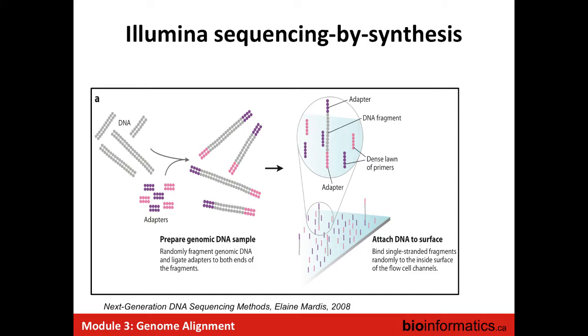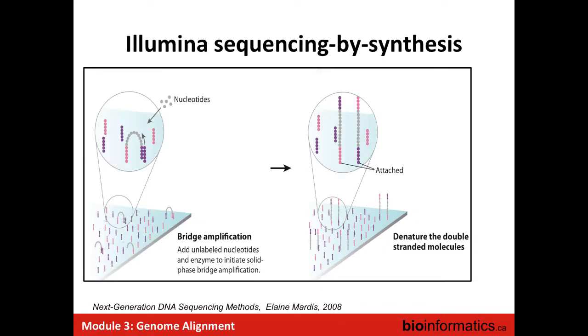So first you attach your molecules, then you denature them and you have single strand molecules. Then you do what we call the bridge amplification. You have a molecule with one end, an adapter, linked to the flow cell, and the adapter at the other end will match a free spot on the flow cell. So it will create a bridge, and you can use this structure to do amplification.